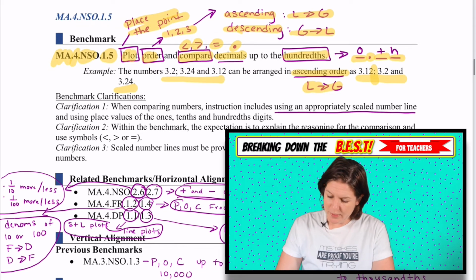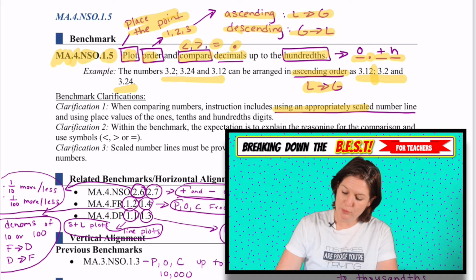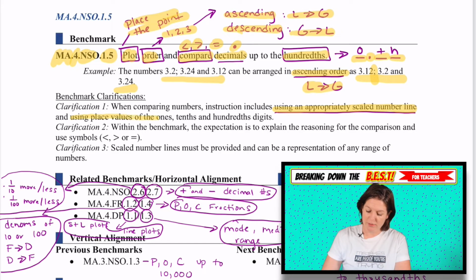All right, what else? So when comparing these numbers, we will be using an appropriately scaled number line. That is huge, and also using place values of ones, tenths, and hundredths.